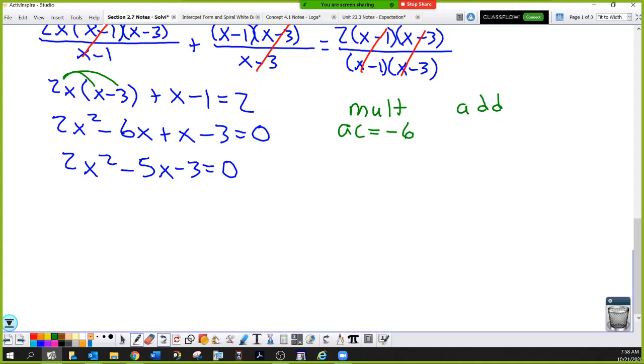I forgot to write b. So I'm looking for the two numbers that will multiply to negative 6 and add to negative 5. And negative 6 and positive 1 is the way to do it. Watch out for the trap: negative 2, negative 3. It doesn't multiply to negative 6. But negative 6, positive 1 will work perfectly.